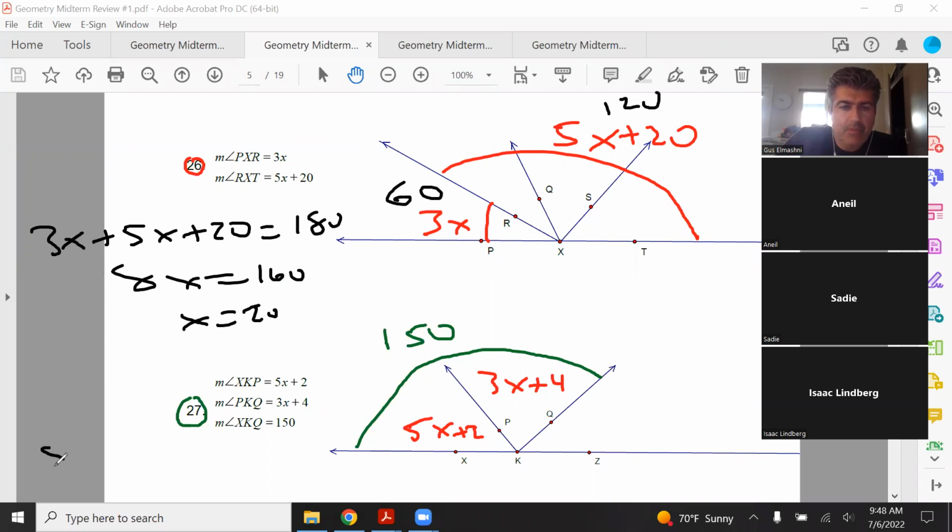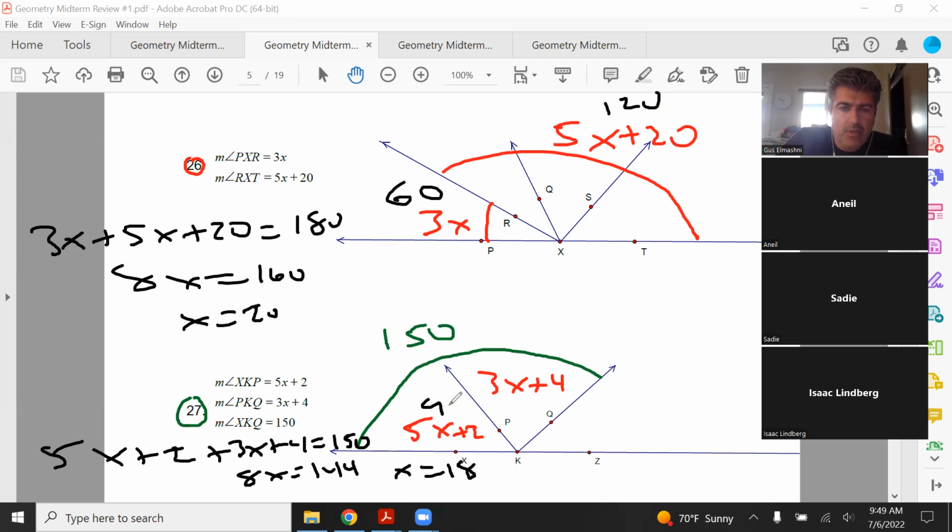Next step, 5x plus 2 plus 3x plus 4 adds to 150. So 8x equals 144. X is 18. So you get 92 here, and I think you get 58. Goes out to 150. So that's all. Shouldn't be that hard. Should be pretty easy points. Let's keep the train moving.